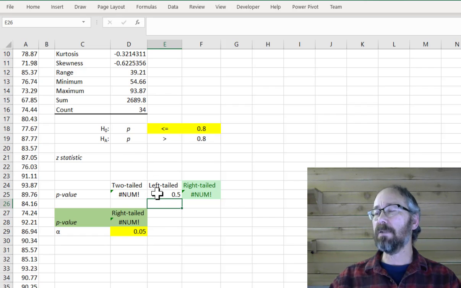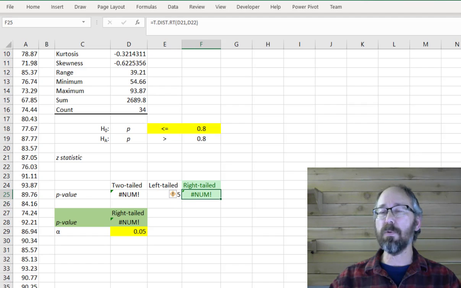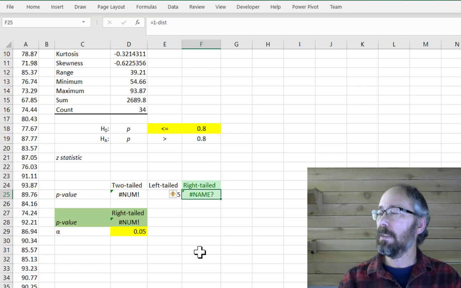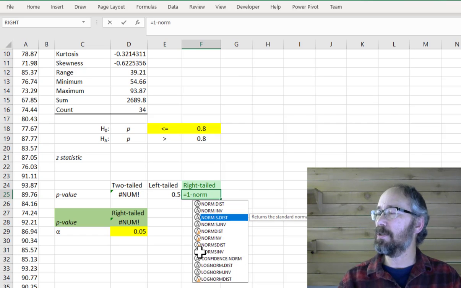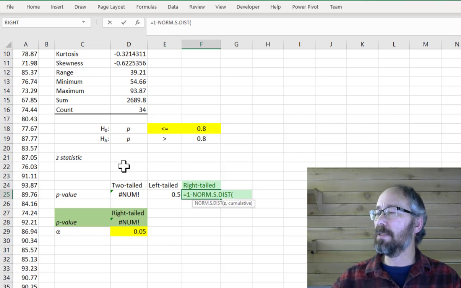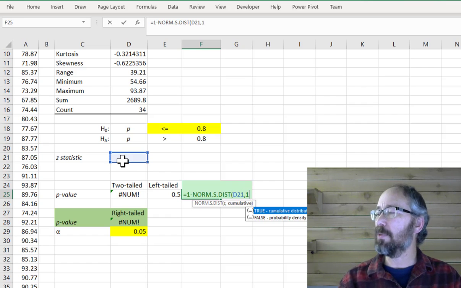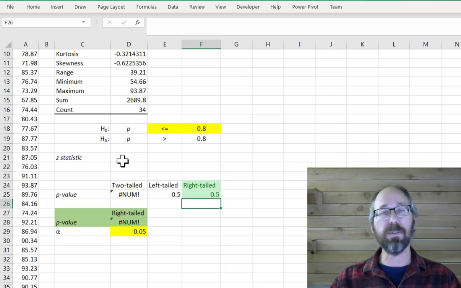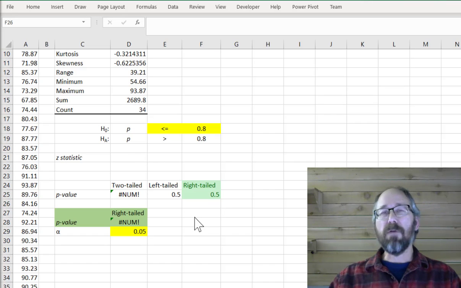Now, the reason the left-tailed is easier to start with is because when we come over to the right-tailed and you think about what is left-tailed and what is right-tailed, we're simply subtracting that left-tailed from 1. It equals 1 minus our norm.s.dist. And of course that'll be the same z and same cumulative. And that will give us our right-tailed. Now notice at this point they're exactly the same because we're dealing with a Z-statistic of 0.